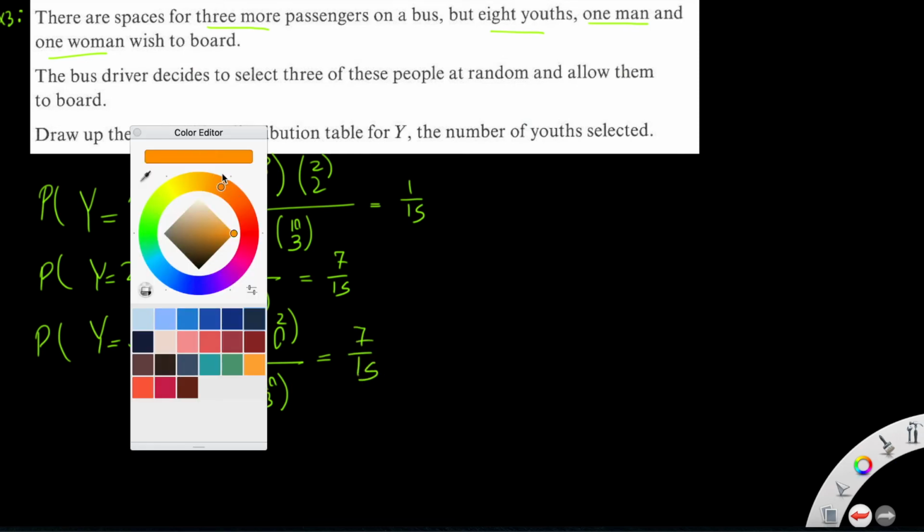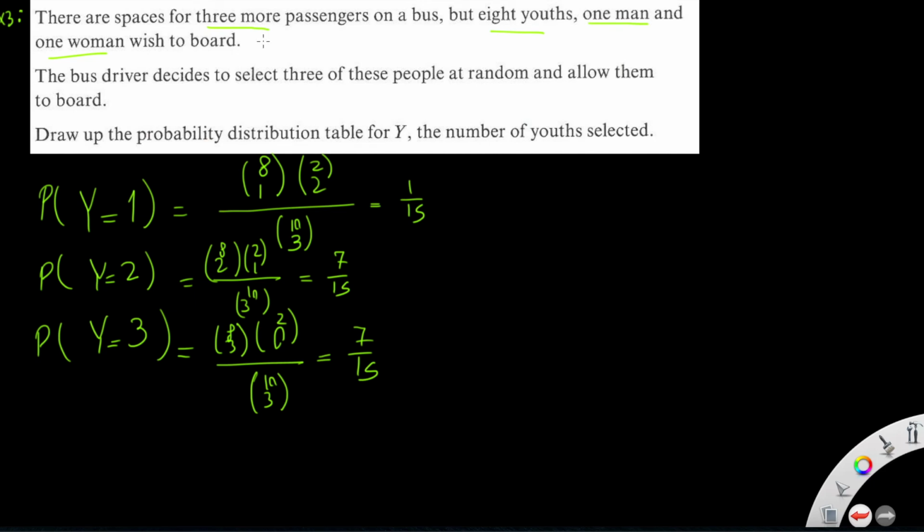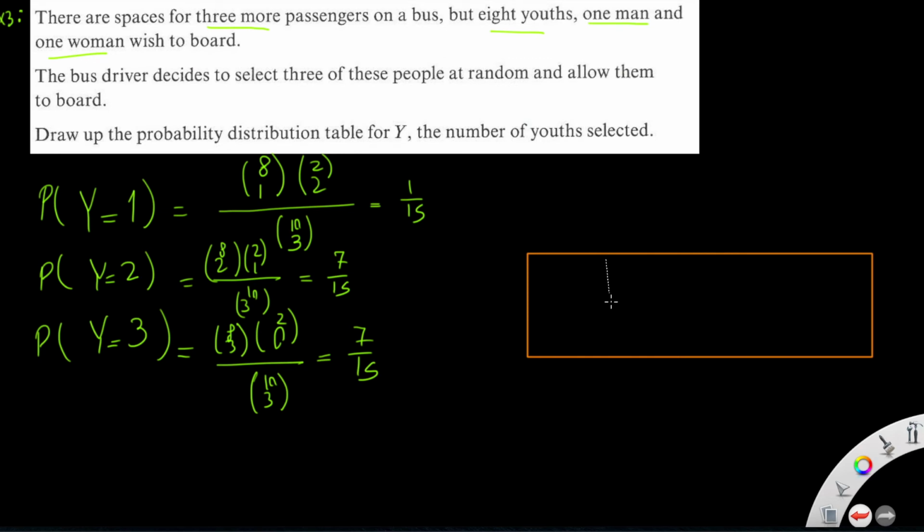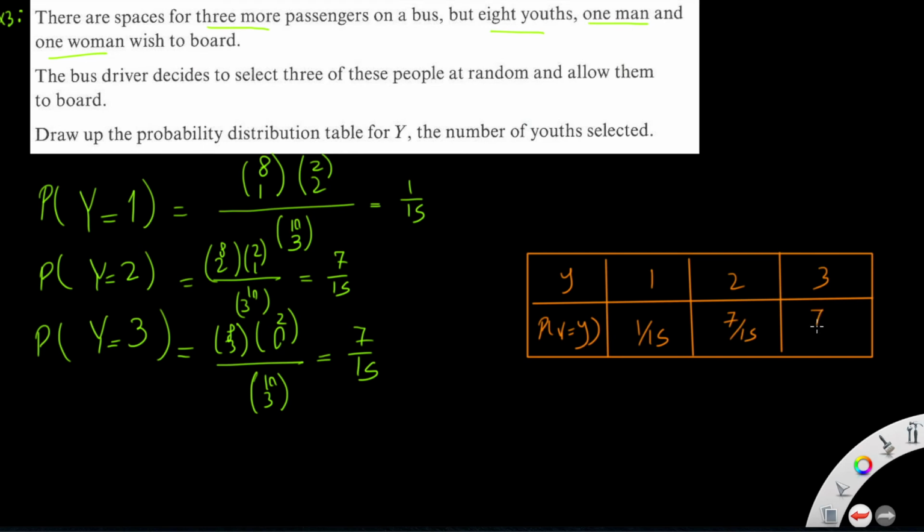Now you can construct a probability distribution table here. We have 3 values, so here Y, probability of Y equal to y. Possibilities for Y were 1, 2, 3. Probability of 1 was 1 over 15. Here 7 over 15. And again 7 over 15, which simply add up to 1.